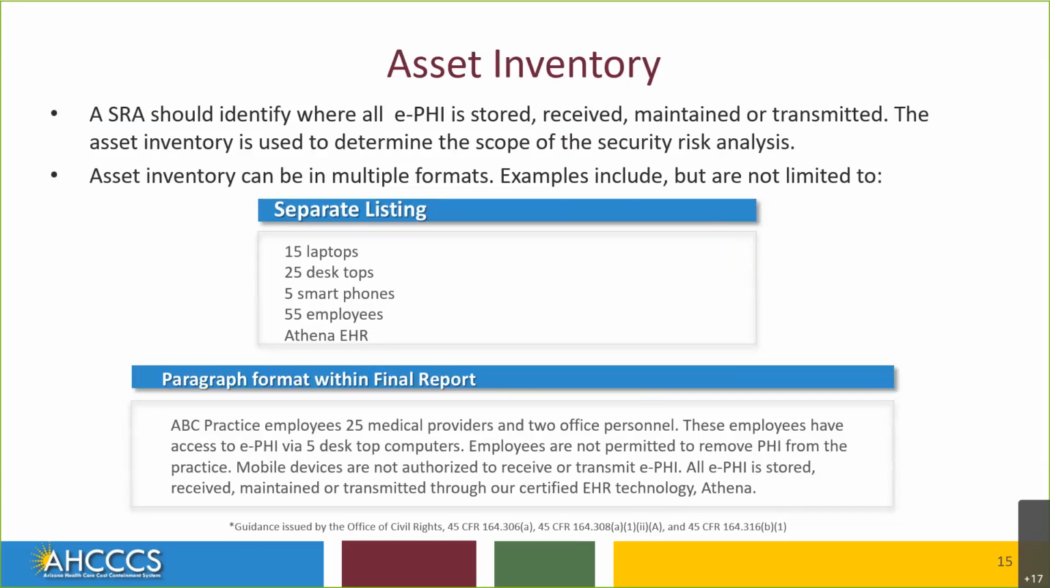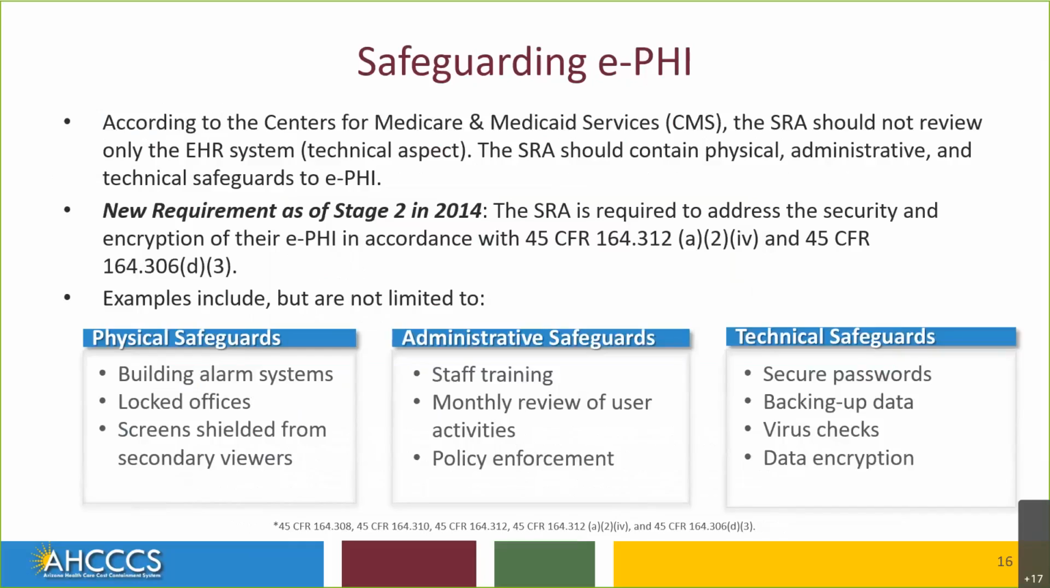Another example is that it can be in paragraph format within the SRA. So it identifies, this practice employs 25 medical providers and 2 office personnel. It's up to the practice on how they want to document that they did an asset inventory, but they need to identify that in their SRA and explain what it covers.